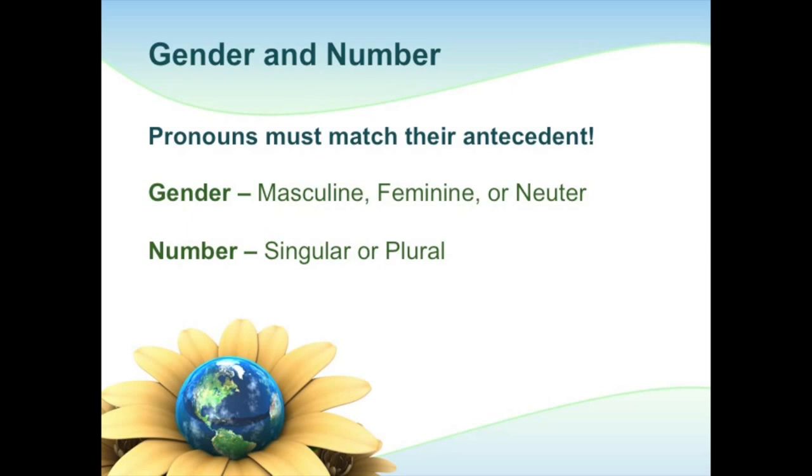One important thing to consider when you're choosing the correct pronoun to replace the noun in your sentence is that the pronoun must match the antecedent. There are two ways in which the antecedent and the pronoun need to match one another. The first way is gender. If the original noun or antecedent is masculine, then the pronoun must be masculine. If it's feminine, the pronoun must be feminine. In this case, neuter means that there's not a particular gender that is known or described by the word.